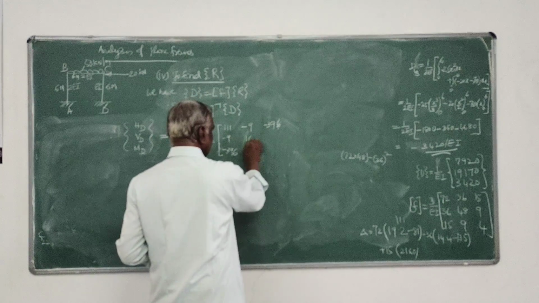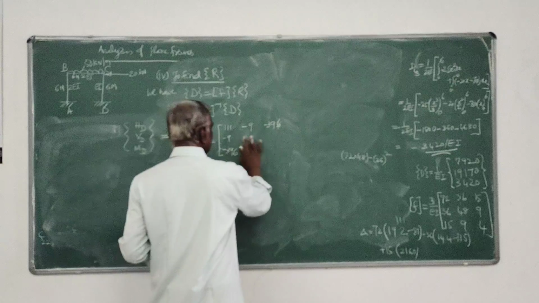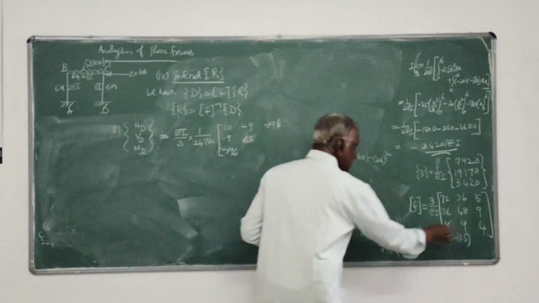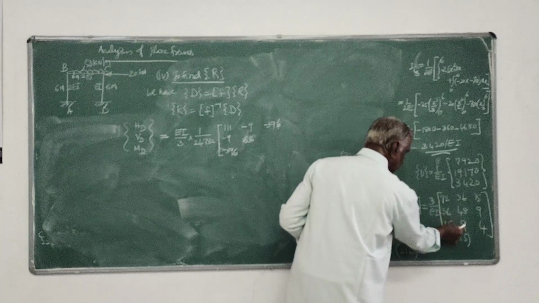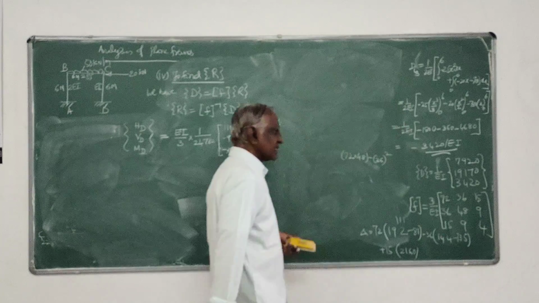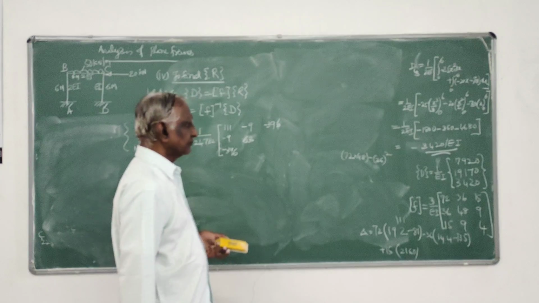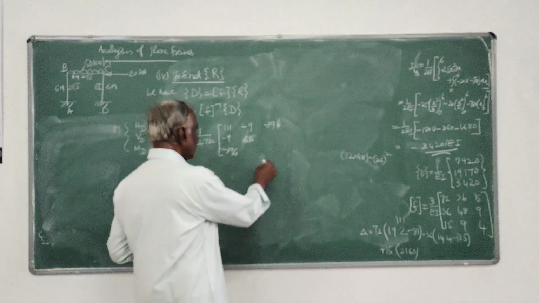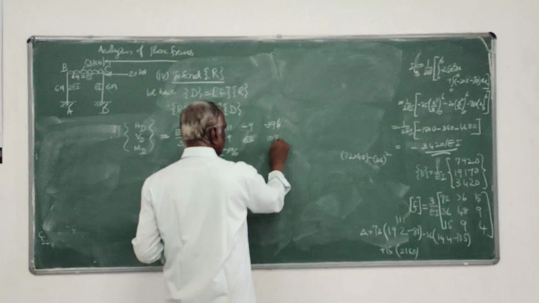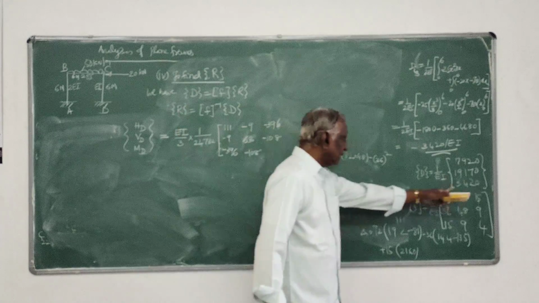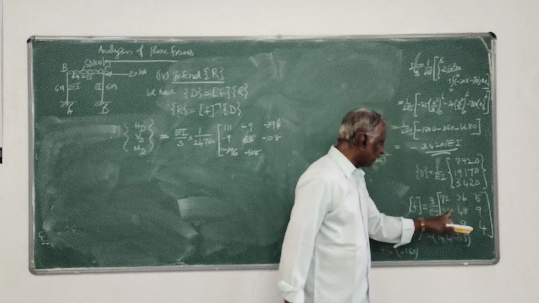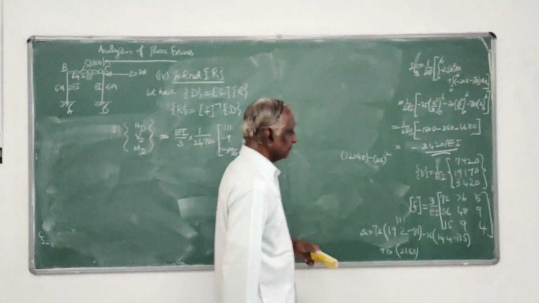63. Then this is minus, of course. 72 into 9 minus 15 into 36. That is 108. Minus. Then the last element is 72 into 48 minus 36 square.